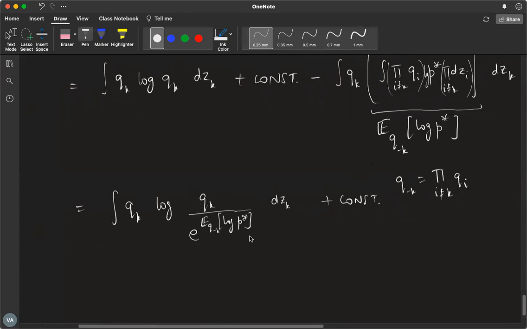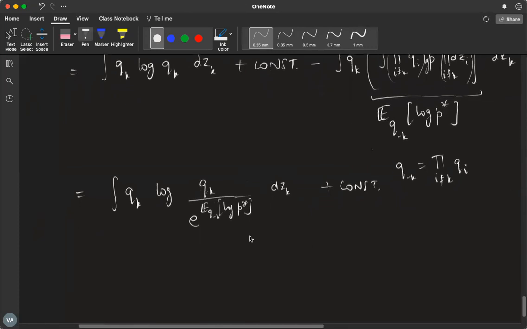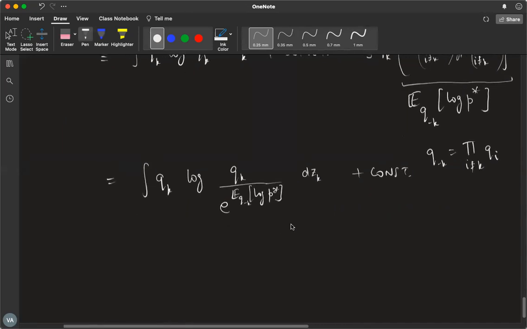Now what is this term? This term is the KL divergence between qk and this new term. The constant part anyway is not important. We are not concerned about it. This is simply the KL divergence between qk and e to the power of the expected value over q of minus k of log p star.